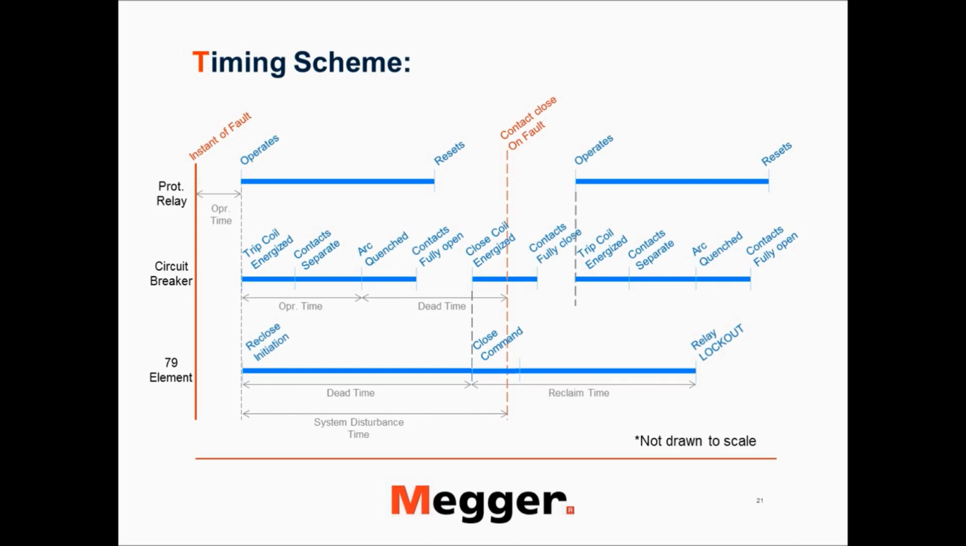At this point, after the lockout, what they have to do is send a person to the control room, to the circuit breaker, to manually close it. After clearing the fault, they have to manually close the circuit breaker.